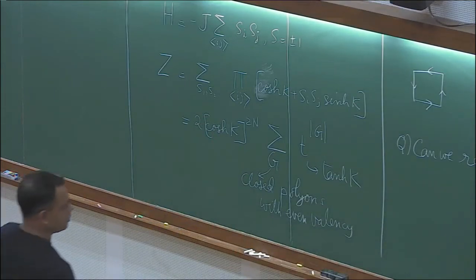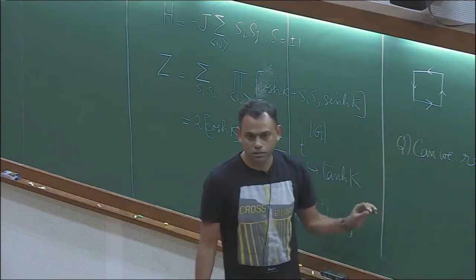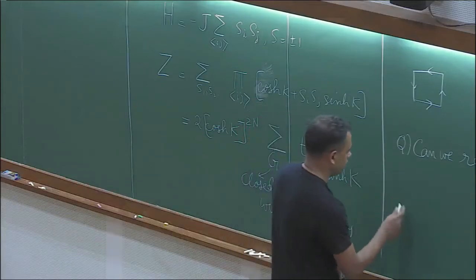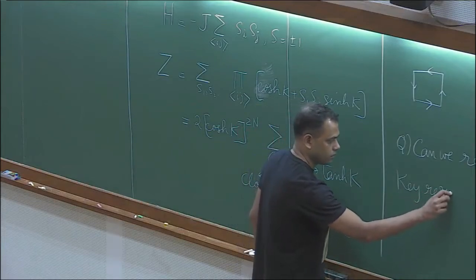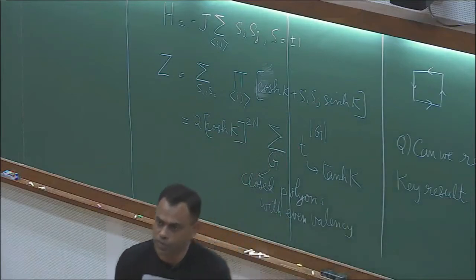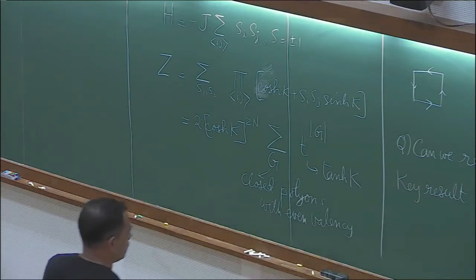So this going from self-avoiding polygons to random walks is based on one particular result, which let me state. This is the key result in this mapping. Is the motivation clear? Random walks are easy to count. Self-avoiding polygons are not easy to count. So if you can map this to a random walk problem, you can count them.